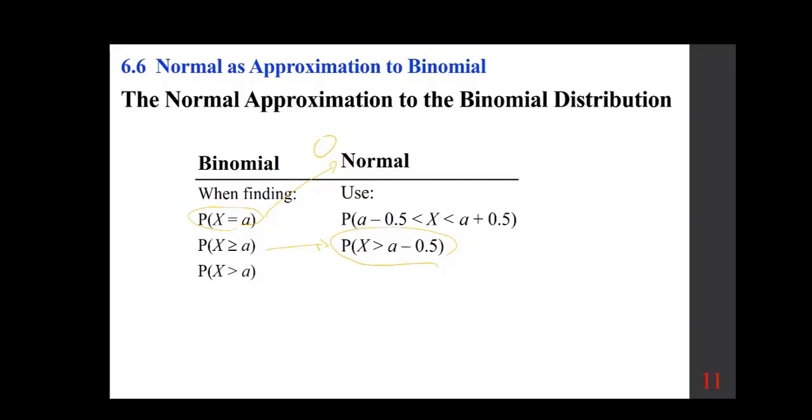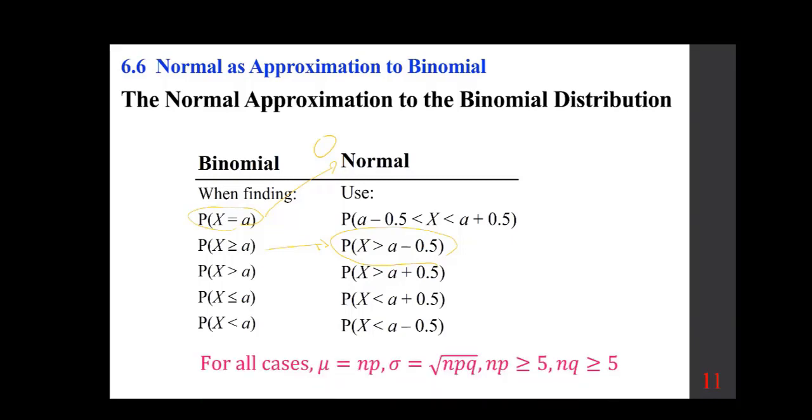If x is larger than a, then we add 0.5. If it's less than or equal to a, we add 0.5. If it's less than a, we subtract 0.5. And needless to say, mu is np, sigma equals square root of npq. Do I have to remember this? No. I will explain it to you so you understand when you add, when you subtract.